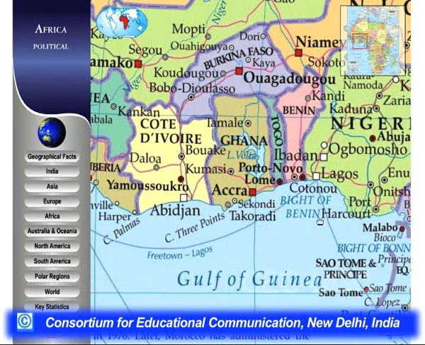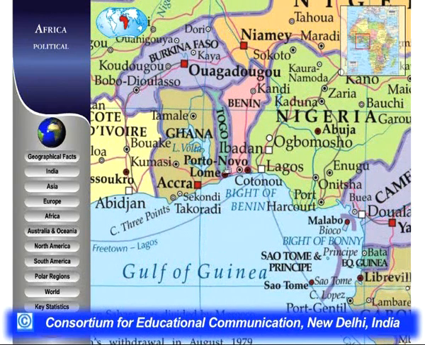And these three countries, Togo, Benin and Nigeria, their coast is known as the Slave Coast. This is a place historically well known in the world because of slave trading. Slave trading was done from this coast. So Togo, Benin and Nigeria are known as the Slave Coast.